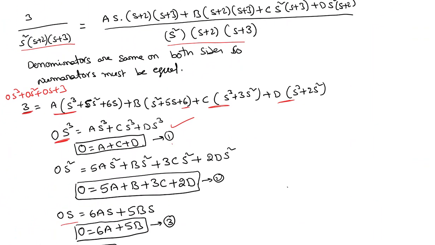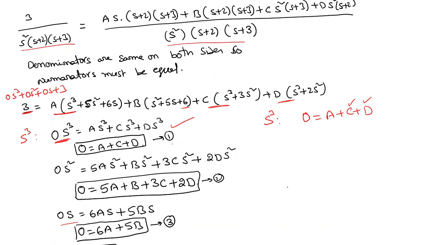Now if you equate s cube, 0s cube equal to as cube plus cs cube plus ds cube, so a plus c plus d equal to 0. This is the s cube term. Sometimes you can write it this way: s cube term, 0 equal to a plus c plus d. I already know the c and d values from the substitution method, so I can find a. With this I'm done.